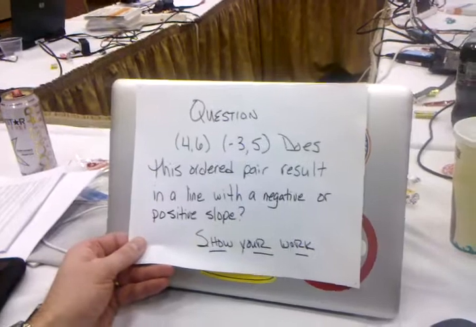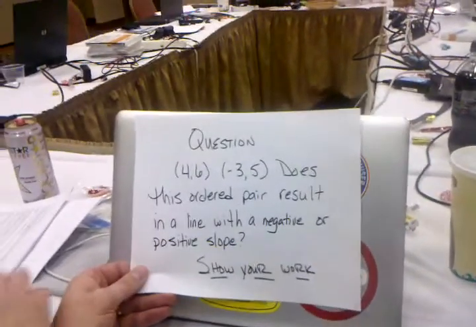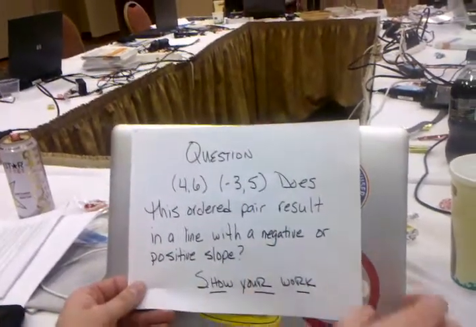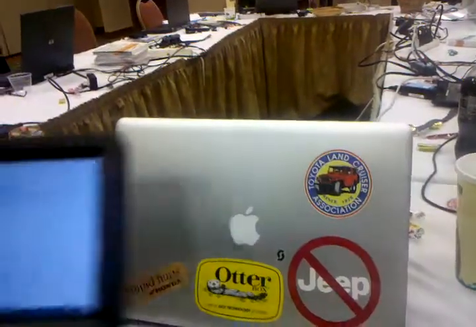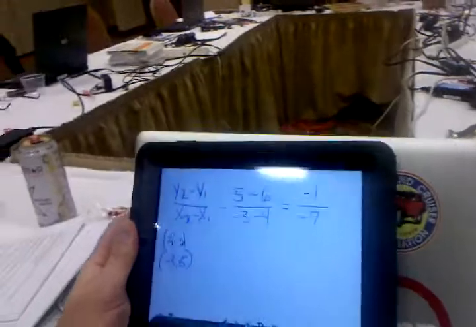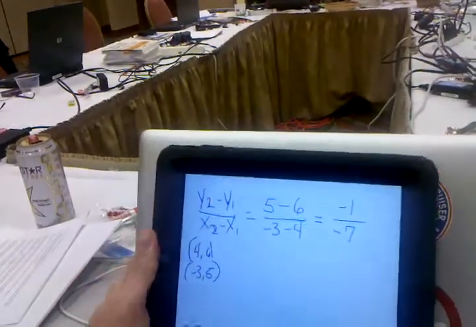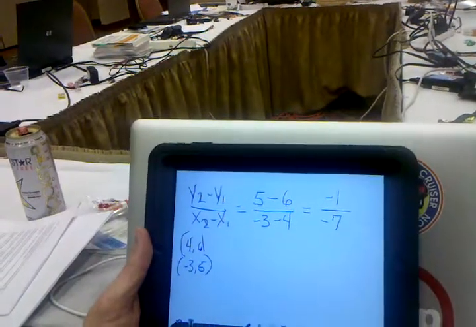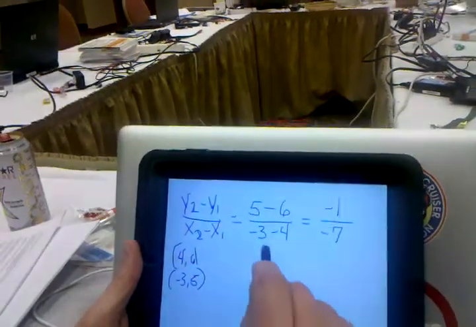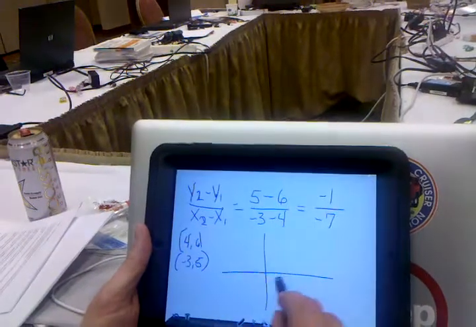Now we're going to take the same principles we just learned, and we're going to apply them to another set of ordered pairs, and we're going to actually figure what those ordered pairs represent, either a positive or negative line. So notice that we have our formula in here already. We're going to subtract the y coordinates from the x coordinates, and as we do that, you notice we're going to end up with a negative 1 over negative 7.